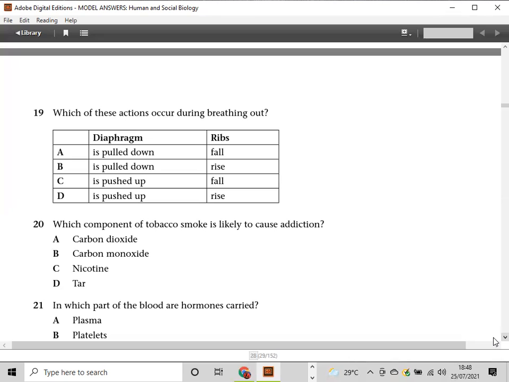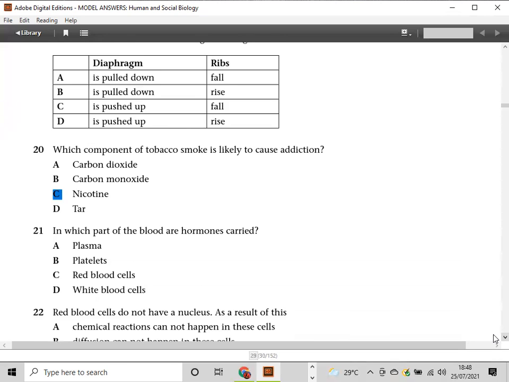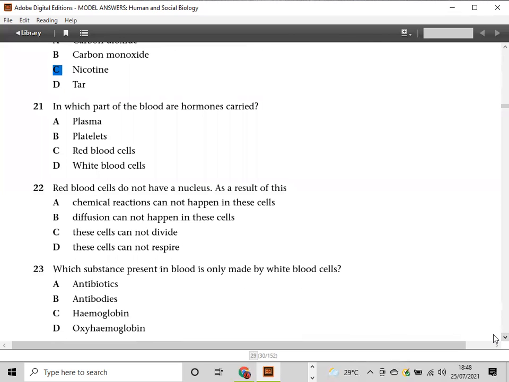All right, so 19 is C. Diaphragm is pushed up and that for 20 is also C, but this time it's nicotine. 21, in which part of the blood are hormones carried? So 21 is A, that's plasma, and 22, red blood cells do not have a nucleus as a result. 22 is C, the cells cannot divide.